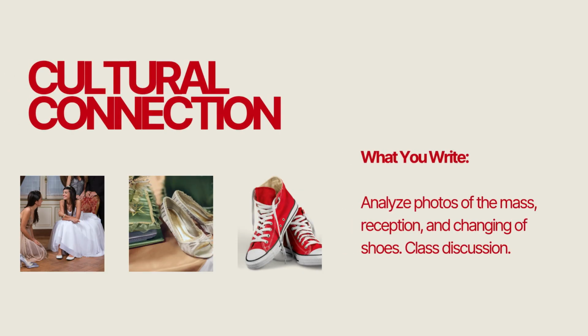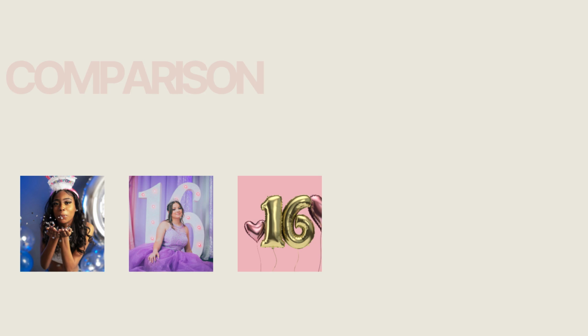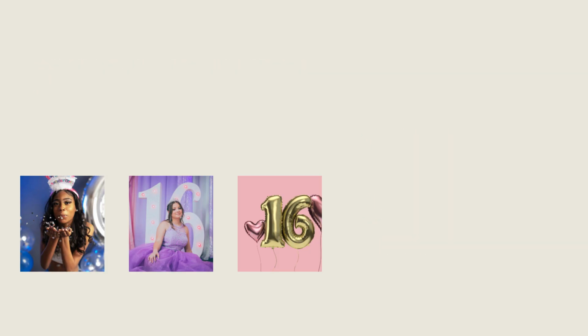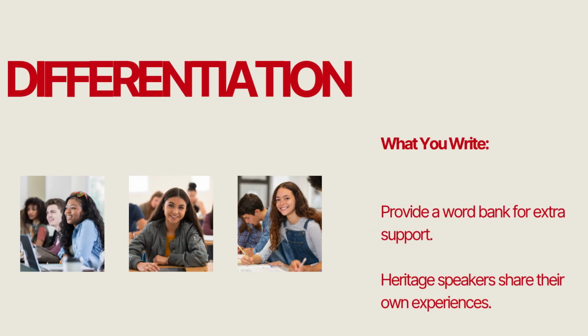Culture connection. Analyze photos of the mass, reception, and changing of shoes. Class discussion. Comparison. Groups create a Venn diagram. Quinceañera versus Sweet 16. Differentiation. Provide a word bank for the ones that need extra help, and have the heritage speakers share their own experiences.